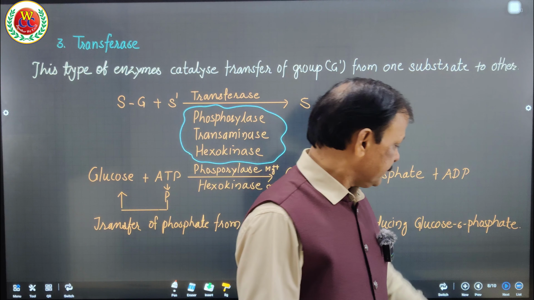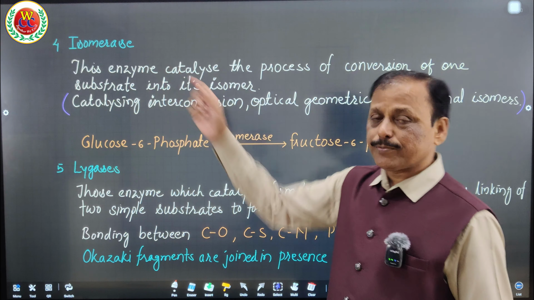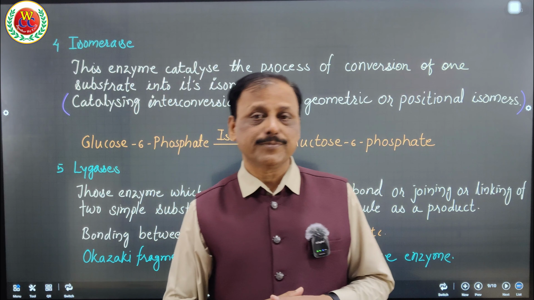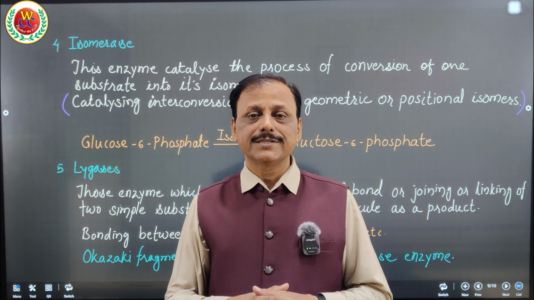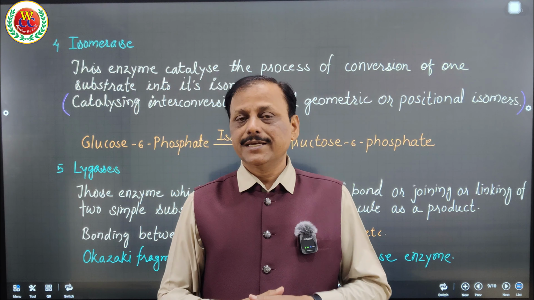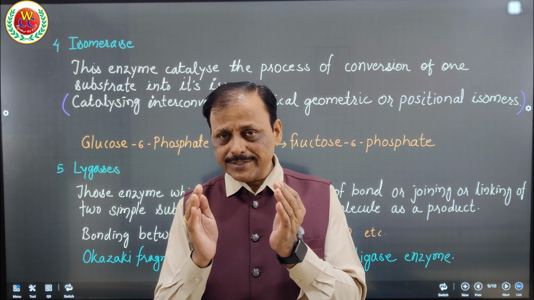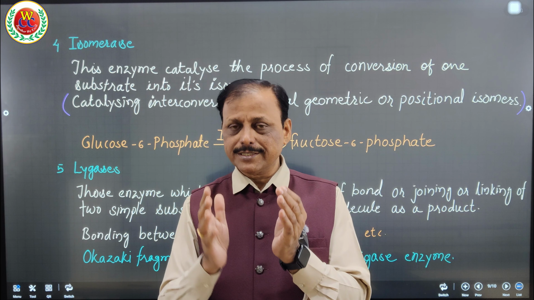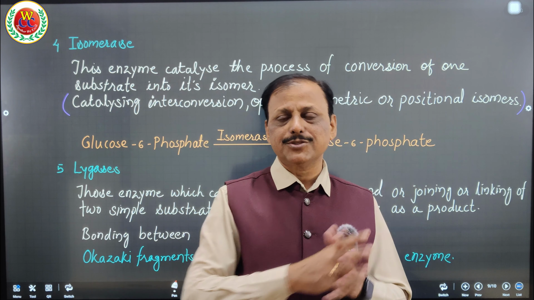See the another type, isomerase. You know what an isomer is. Isomers are nothing but compounds which have the same chemical formula but different structural formula. So during that process, one substrate, that isomer, gets converted into another type, that is another isomer.